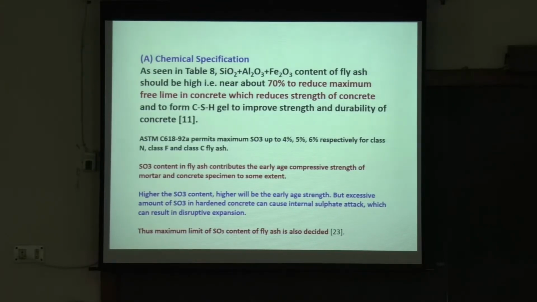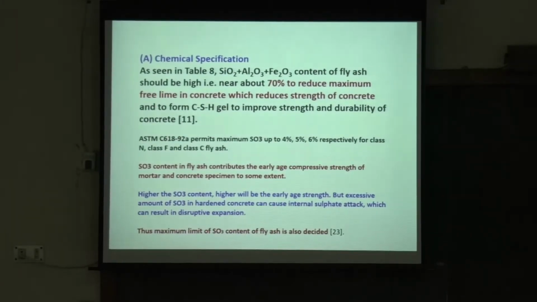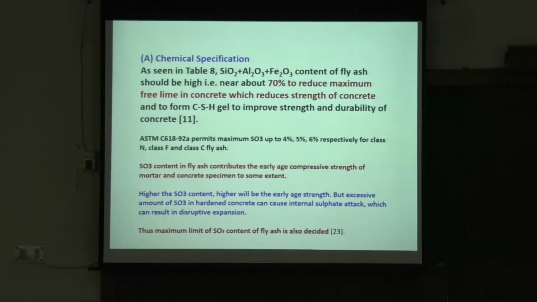Chemical specification, as we have seen in table 8: the silica, alumina, Fe2O3 content of fly ash should be high. It is about 70% to reduce maximum free lime in concrete. So this is what is required. Free lime in concrete reduces strength of concrete, and we want to form CSH gel to improve strength and durability of concrete. Because if you have more of this CSH gel and no free lime, then it improves the strength and durability.